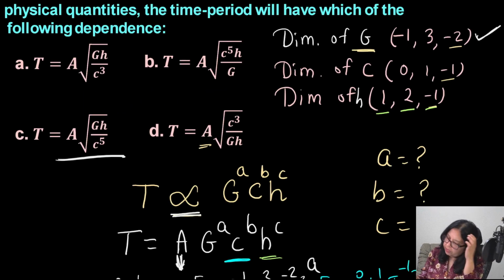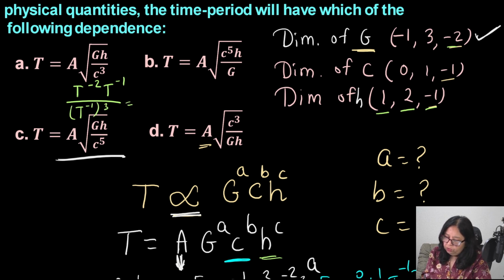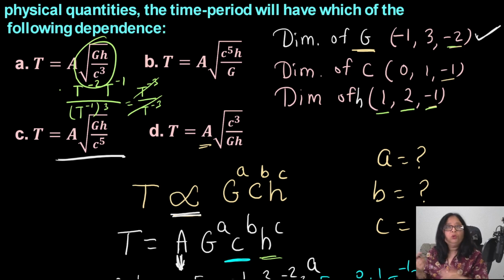So if you're in a time crunch, how would you solve it? You can try putting in just the dimensions of time here. So G has time to the power minus 2, and H has time to the power minus 1, divided by C. C is T to the power minus 1, but it's raised to the power 3. So you see that you get T to the power minus 3 divided by T to the power minus 3. They just cancel out. This will have no dimensions of time, no units of time.